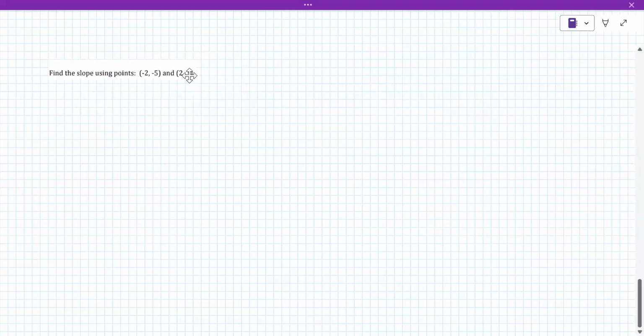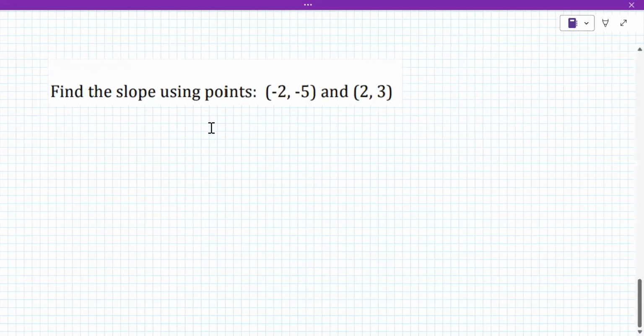Okay, so new problem here, last slope problem, then we'll move to equations of a line. Wow, that didn't scale well. Let me redo that. All right. Give me the slope between those 2 points, please.